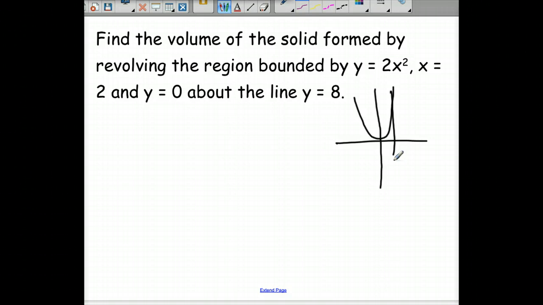Okay. Find the volume of the solid, same region. X equals 2 again, y equals 0, but we're going around the line y equals 8. Remember this point was 2, 8. So now we're going to rotate around the line that goes through there.